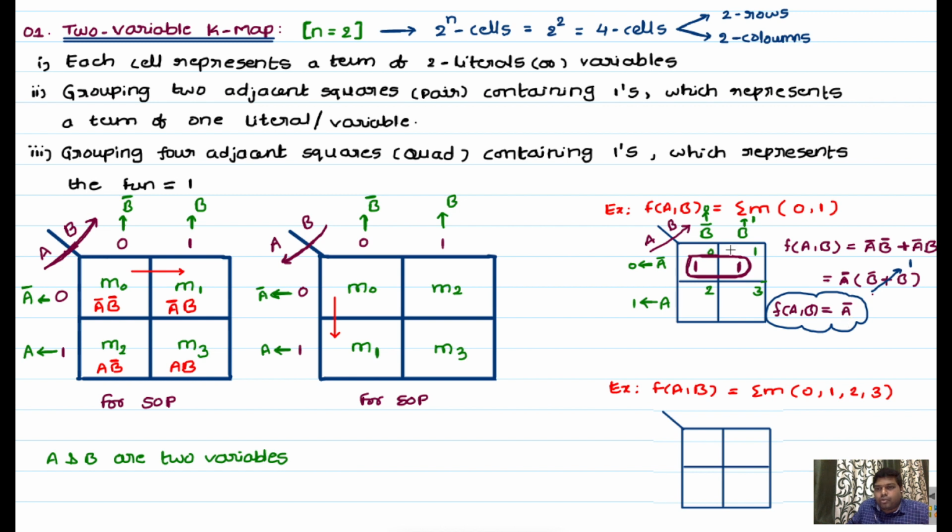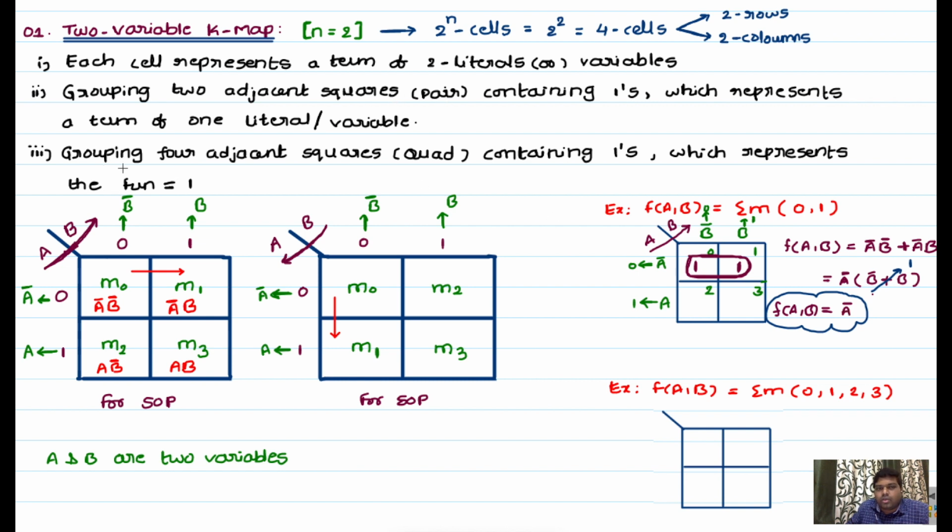That means grouping these two adjacent squares containing ones represents a term of one literal, or one variable. If I am pairing these two adjacent square boxes, I am getting only one single variable. That means the literals decrease. Literals decreasing reflects that the number of components is definitely reduced in its logical circuit representation. So that is the advantage. This is for grouping of two adjacent squares.